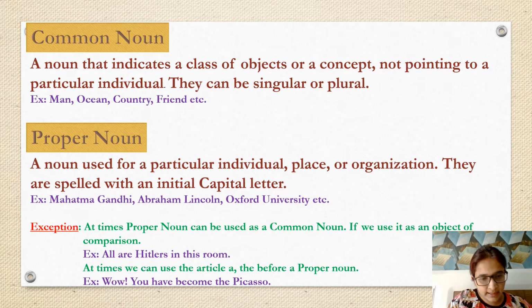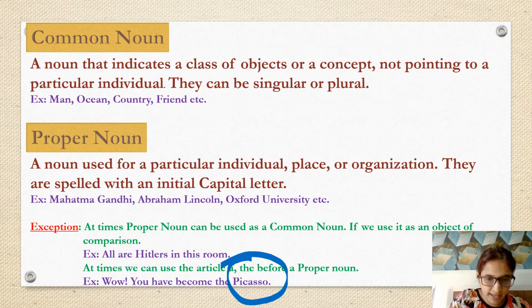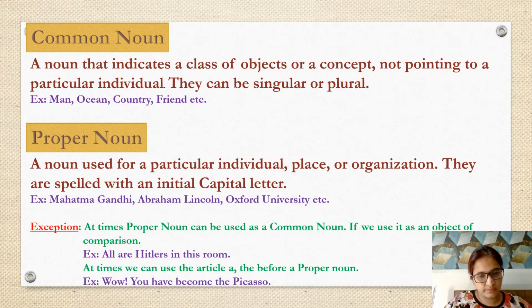Now let's see the second example. At times we can use the article a or the before a proper noun. Wow, you have become the Picasso. So in this case, we are again comparing. This is also a case of comparison, and hence we are using a or the before that. So these are the two exceptional cases which we have covered here.